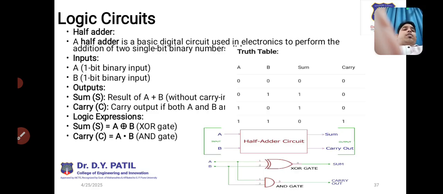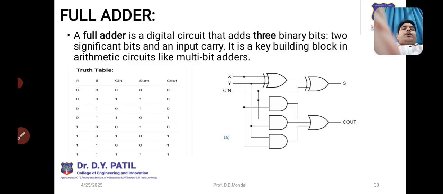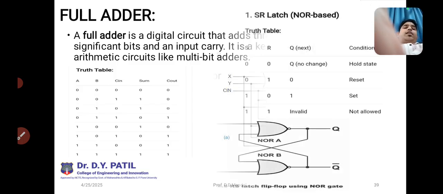And where are we getting the 1? The sum is A complement B plus B complement A, and the carry is the product of A and B. At the output side we use an XOR gate and an AND gate, and we can design it in such a way. The same goes for the full adder. It has three inputs and two outputs, sum and carry. Three input bits can be added, and at the output side we get the sum and carry.